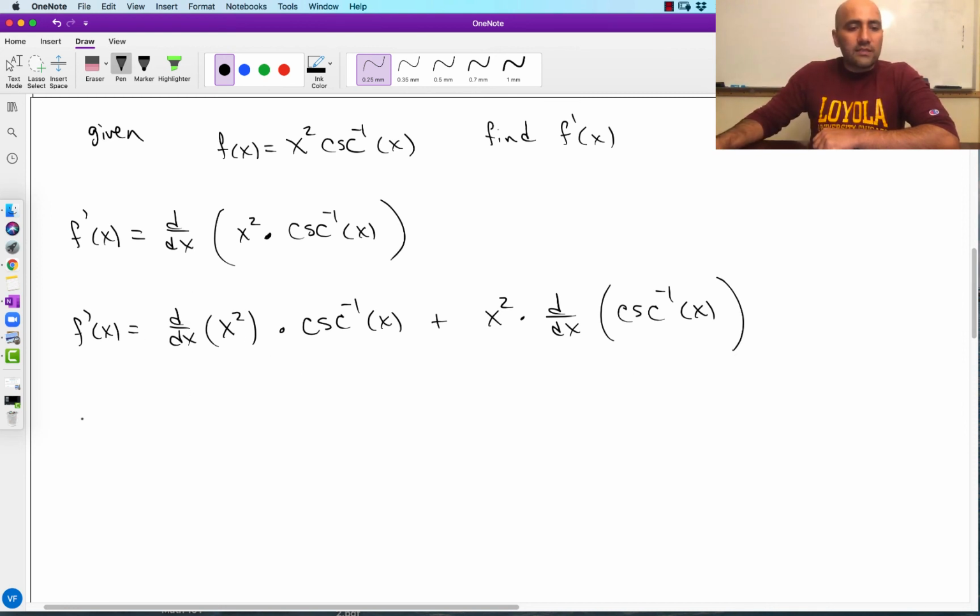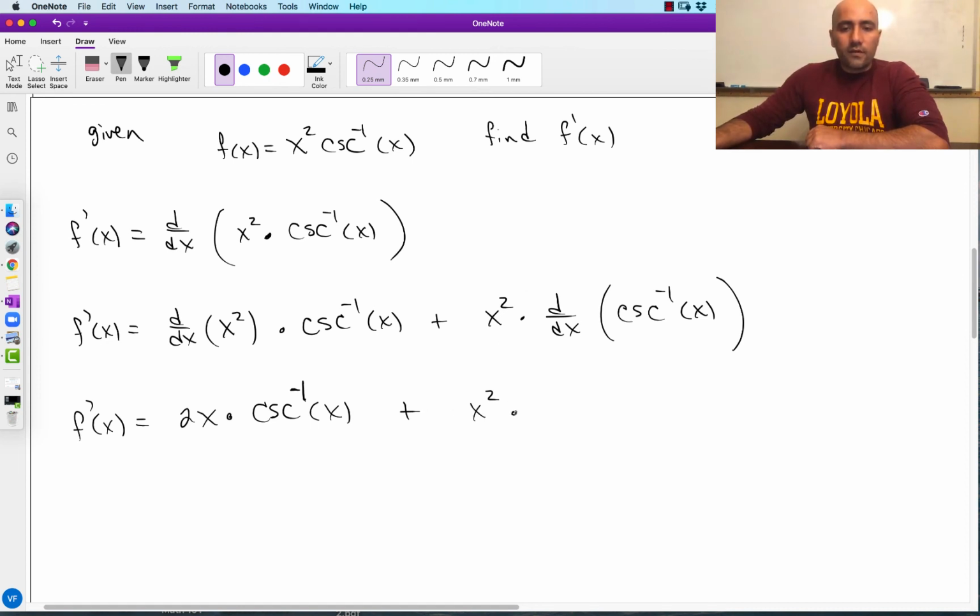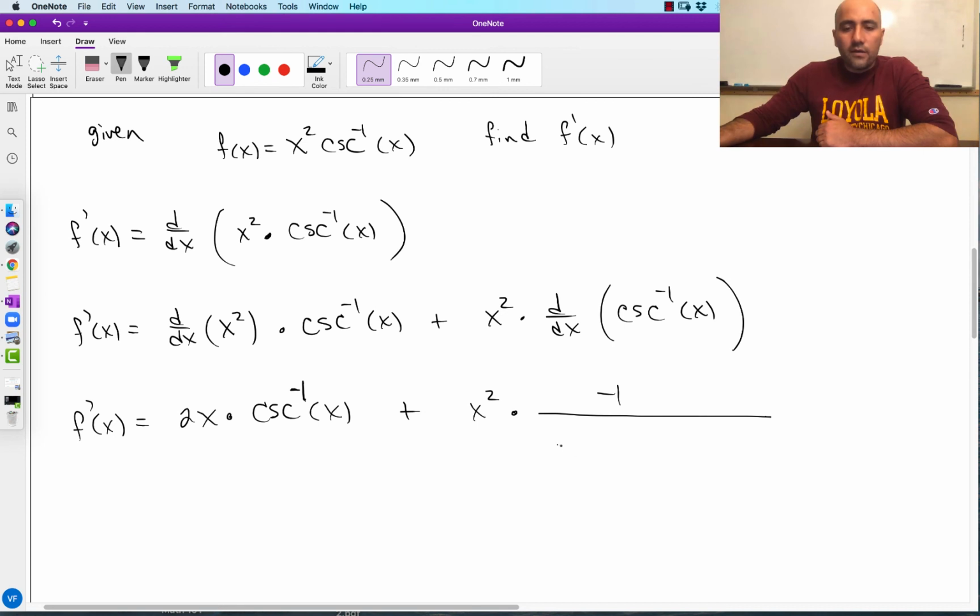Okay, so this derivative is easy. f prime of x is then going to be equal to 2x to the power of 1 times cosecant inverse of x, plus x squared times the derivative of cosecant inverse of x, which we can see by our table is equal to negative 1 over x times the square root of x squared minus 1. Okay, so all we have to do is simplify this a little bit, and we're almost there.